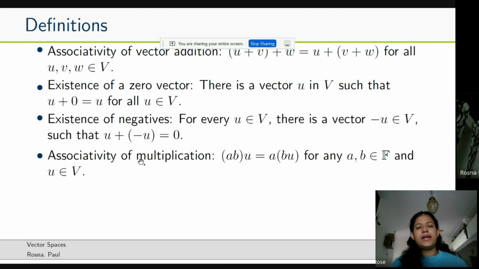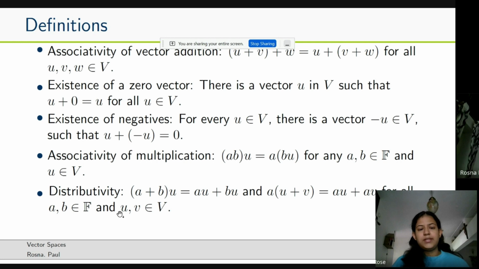And next is the associativity of multiplication. Here, if you take any two elements from our field, which we call scalars, and then you multiply them with u, you can make the association in different ways: (ab)u is a(bu). And then there are the distributivities.